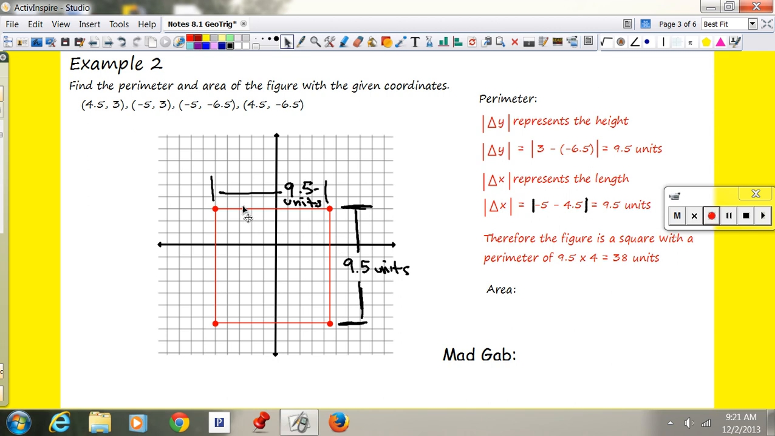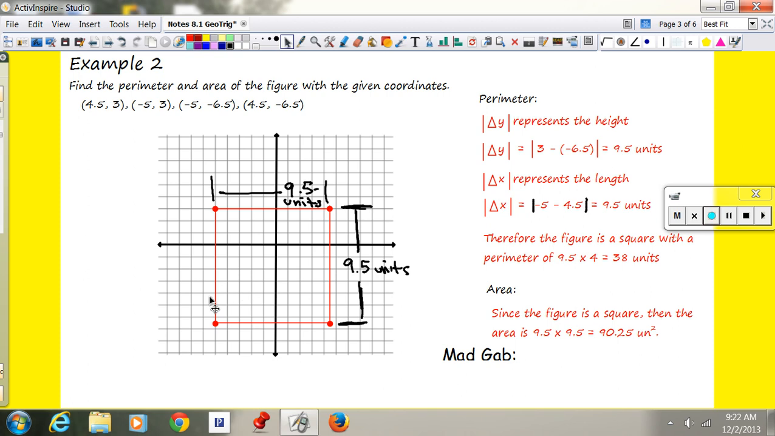So now what about area for that square? Base times height, or side times side. 9.5 times 9.5, which would be 9.5 squared. So since the figure is a square, area is 9.5 times 9.5, which is 90.25 square units. What that means is that if you counted all the squares in here, 2 halves would make a whole. As you counted them all, you get 90.25.